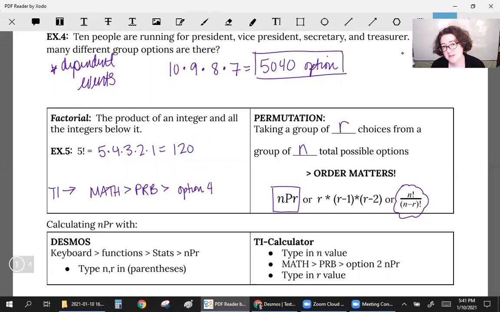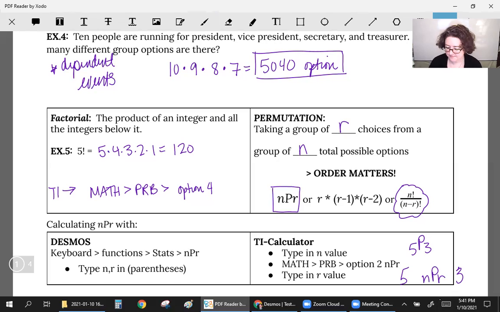Now the kicker with this is you do need to type that N value first. So for example, if you were going to do 5P3, you would have to type the 5 in first, and then type in all of your info to do the NPR, and then type in the 3 that you're going to use. And it will look exactly like that on your screen once you have stuff typed in.